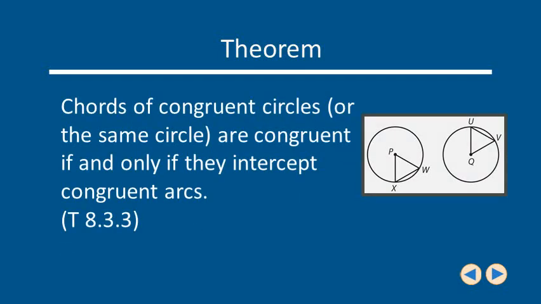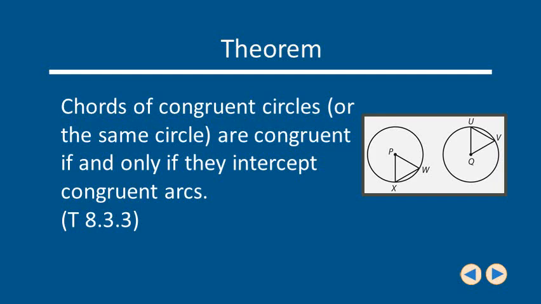Our next theorem: chords of congruent circles, or the same circle, are congruent if and only if they intercept congruent arcs. So let's say, however we determined it, that we determined that arc UV was congruent with arc WX. Well, that would mean that the chord UV, and again, that's a straight segment, is going to be congruent to chord WX. All right.